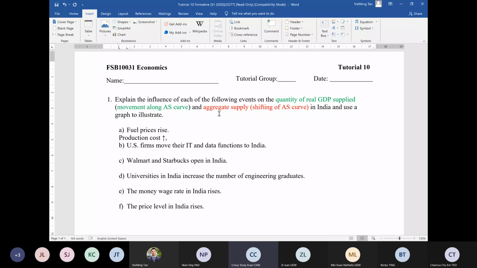Shift to the left. Shift to the left-hand side because now it's more costly to produce the products. That means the AS curve shifts to the left. Okay.